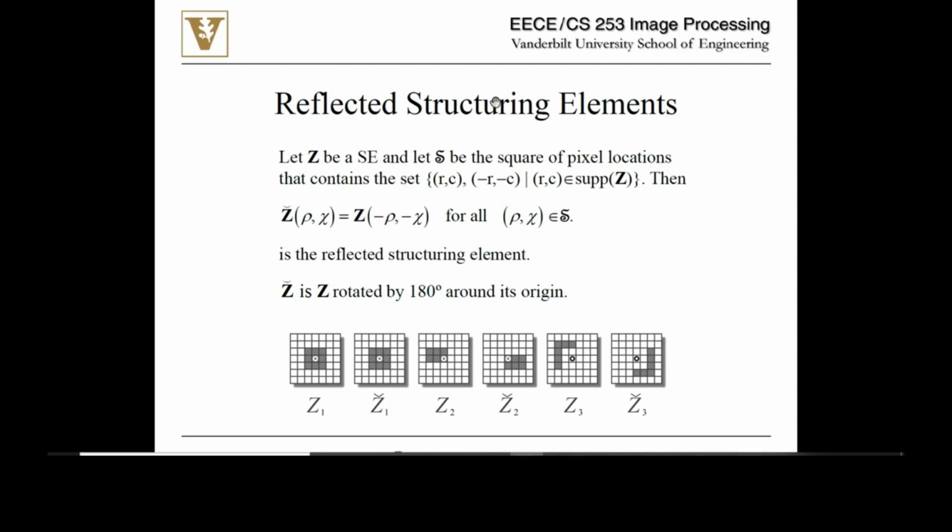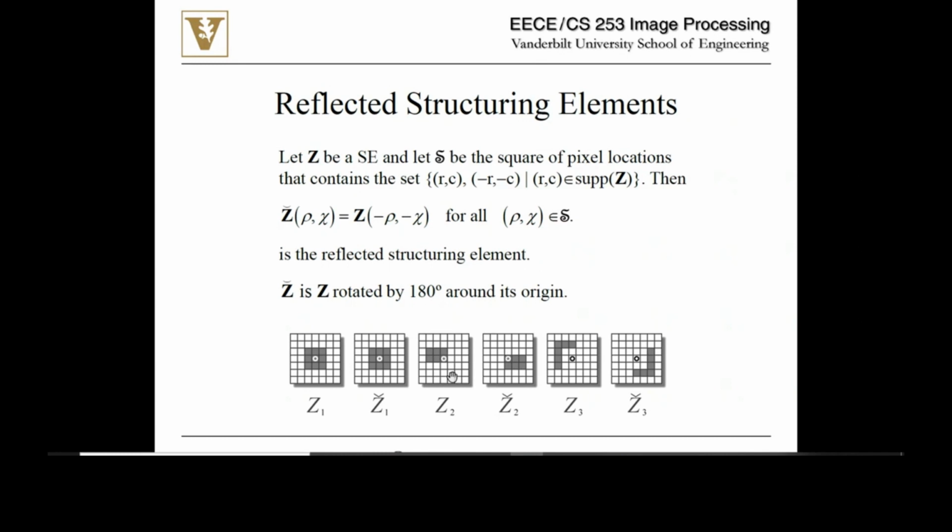operation we will define is this reflection. We will denote a reflection with this arc. So if you have a structuring element Z, then the reflected one is the one whose support is just the negative of the support of Z. So it is all those locations such that this is minus R minus C. So you take the structuring element, you flip it with respect to the origin, you mirror it.